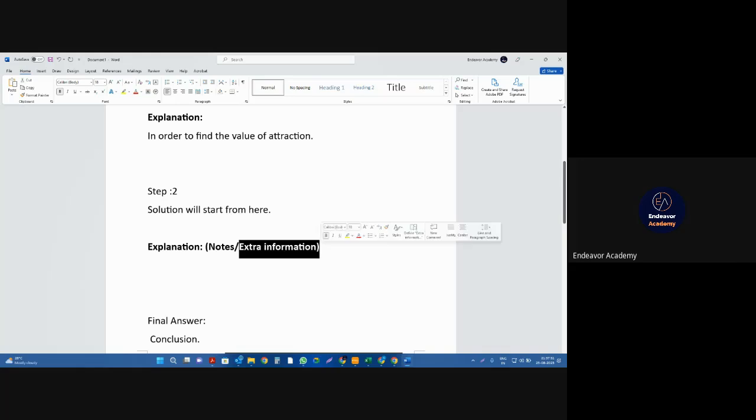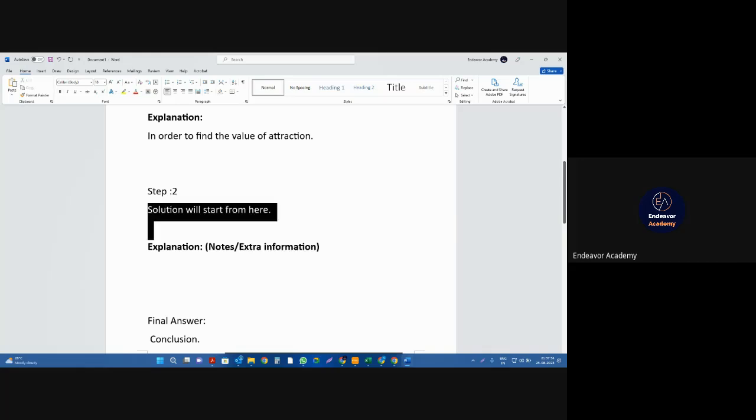Extra information means that in between the solution, if I am using a different concept, let's say while doing the calculations I want to use the Pythagoras theorem to find the value of something, then the Pythagoras theorem is extra information. I have written here that I'm going to use the Pythagoras theorem to find the value of something. Okay. So in the explanation section we can mention what the Pythagoras theorem is. This is the extra information that we can provide.